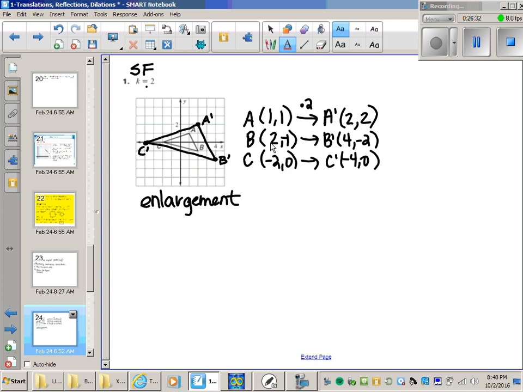B is at (2, -1). 2 times 2 is 4. -1 times 2 is -2. And then C, again, we're multiplying the x and the y values. -2 times 2 is -4. 0 times 2 is 0. So then when you plot your new points, you see that it is an enlargement. And you should know that it's an enlargement because your scale factor is greater than 1.